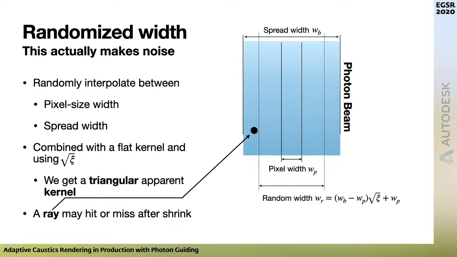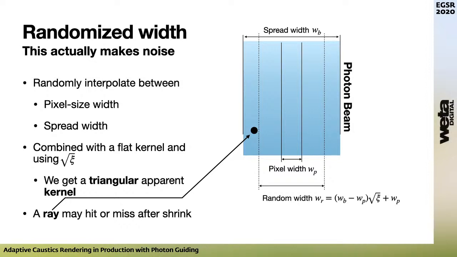If the photons are too wide, it's going to be blurry, right? So what we do is randomize the width from the pixel width, which is, let's say, less bias, to the photon spread width, which is very biased. And we do that with this method using the square root of the random point. And we do that just to get the appearance of a triangular kernel.